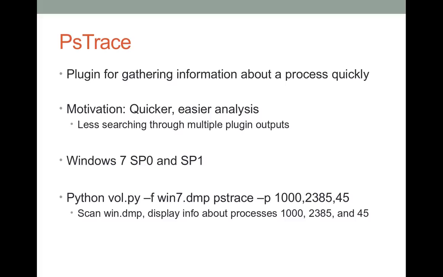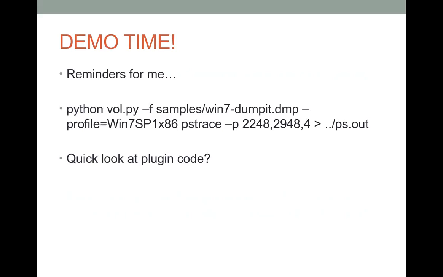And down here we can see how you run PsTrace in Volatility. After the -p, there's a couple process IDs that are being passed into it, and those are the ones that will be analyzed. So now it's time for a demo. And after this demo is over, we will possibly take a quick look at the code, and I will try to explain a little bit how Volatility plugins are structured.